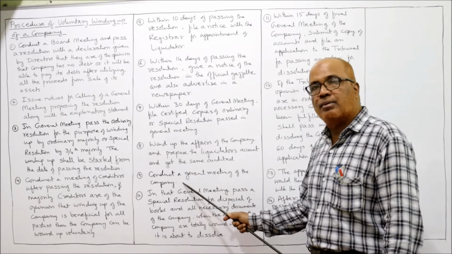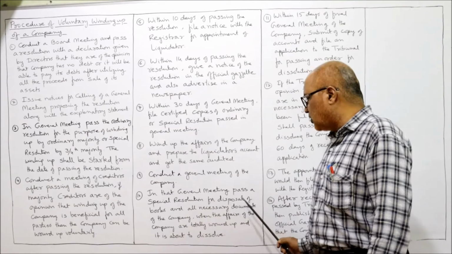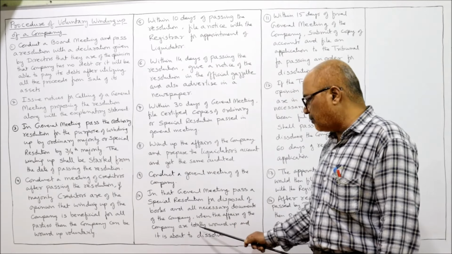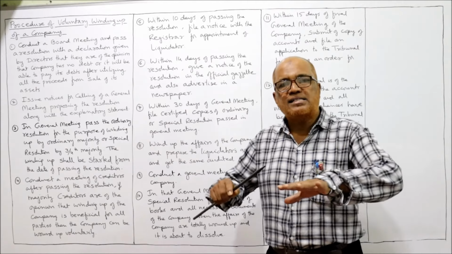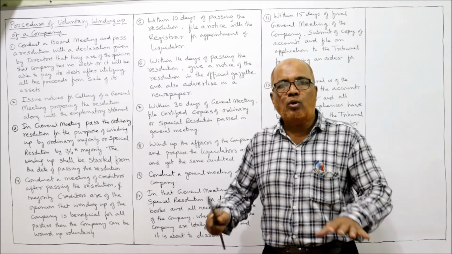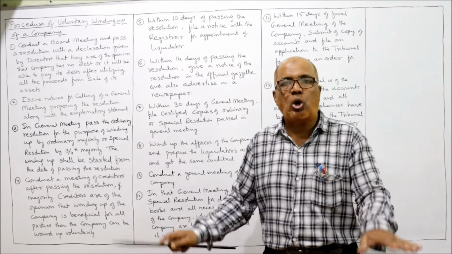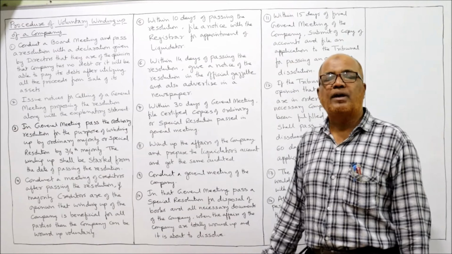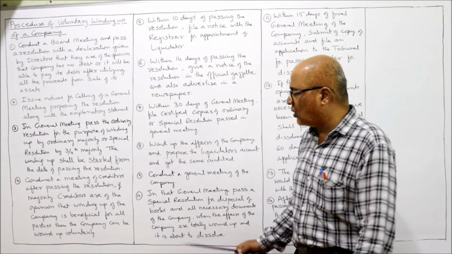After that, a general meeting must be conducted. In the general meeting, pass a special resolution for disposal of books and all necessary documents of the company when the affairs of the company are totally wound up and it is about to be dissolved. The company has settled all the accounts. The only thing remaining is books of accounts. The books of accounts also have to be disposed of. That means all the accounts should be closed. So a special resolution has to be passed in the general meeting that all the books of accounts should be wound up, should be closed.